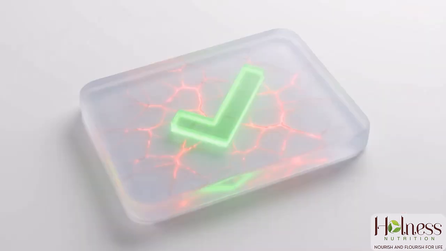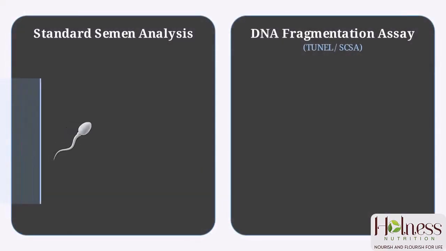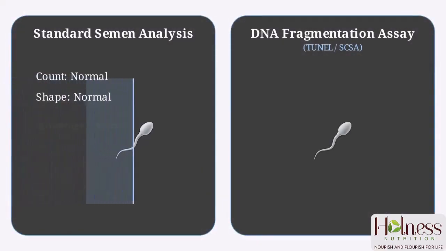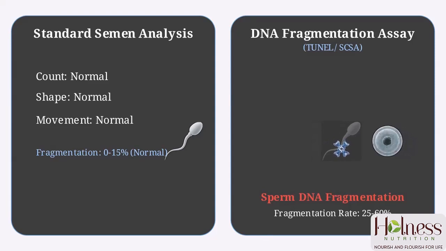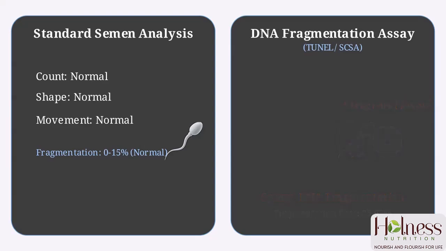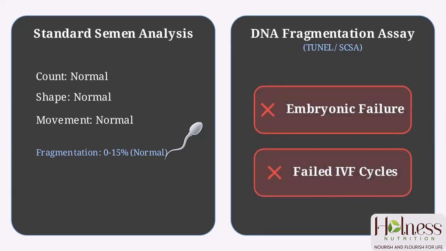A man can receive perfectly normal results on a standard analysis while still carrying severe, completely invisible genetic defects. As this diagram illustrates, a standard scan misses the internal structure entirely. When we look past the surface, we often find microscopic tears and breaks in the paternal genetic code. This structural damage is known as sperm DNA fragmentation. If a sperm cell with fragmented DNA manages to fertilize an egg, the structural errors disrupt embryonic development. This directly results in unexplained early miscarriages and repeated failed IVF cycles.